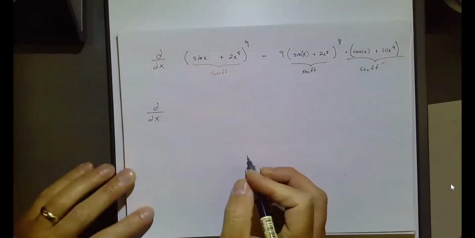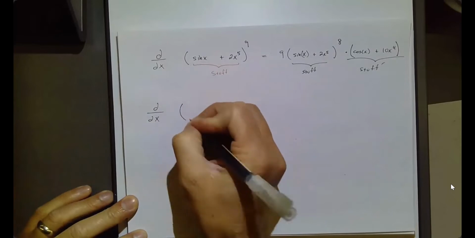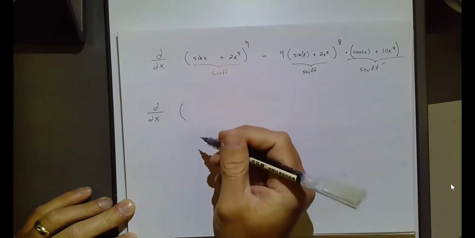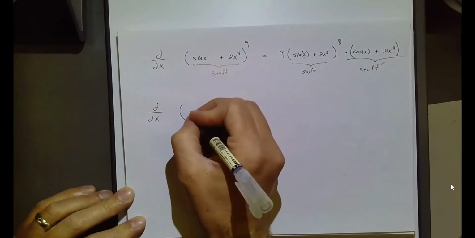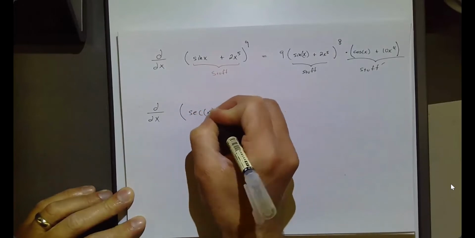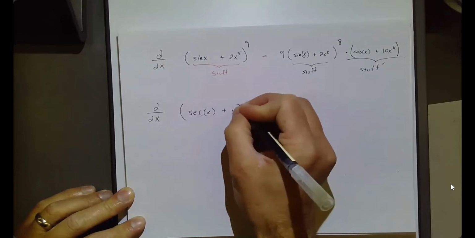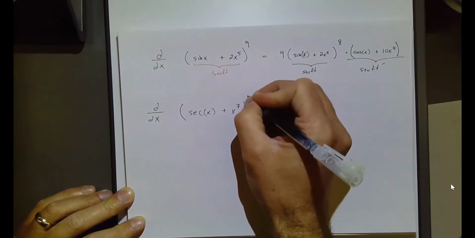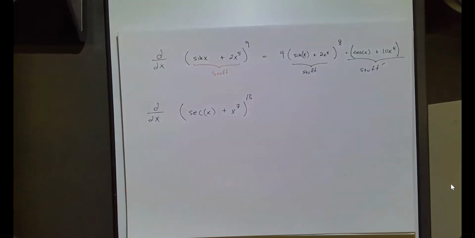So why don't you try finding the derivative of, I'll make it a little bit different, but not that different. Let's do, yeah, I like secant. Secant of x plus x to the 7th, all raised to the 13th power. I know it's a very similar problem, but I think it's worth practicing. And then if you're done with that one, you can try this next one.